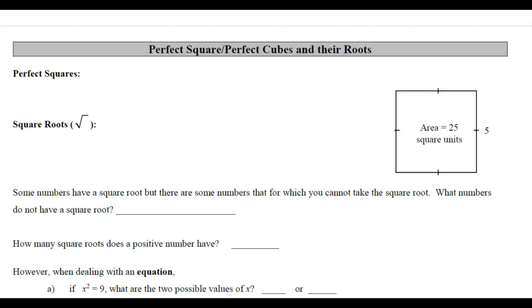Okay, so we're looking at perfect squares, perfect cubes, and their roots. You've already talked about square roots. You've talked about perfect squares. I think in grade 8, that part of the curriculum is to know the first 10 perfect squares, right? So 1, 4, 9, 16, etc. We'll go through that in a sec. And so this is kind of review.